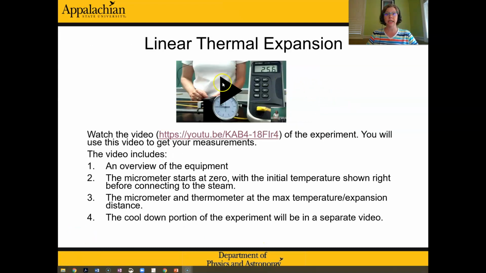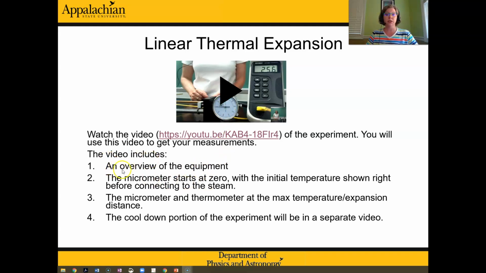Now, as you can see, I'm providing you with a video. You can clearly see the thermometer and the display we're going to use to read the values of temperature. This is the micrometer dial. You should be able to see that as well. However, you may need to zoom in on the video itself.